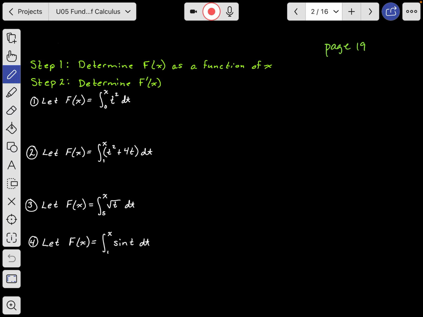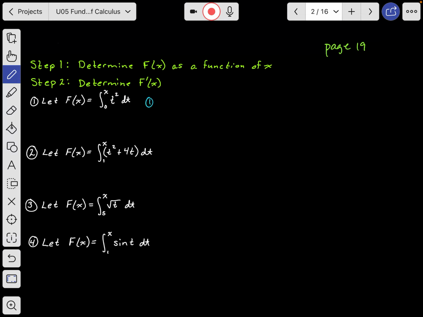Step 1 says determine capital letter F of x as a function of x. And of course, when you see that capital letter, you know you're going to be taking the antiderivative. And then in step 2, we're going to determine the derivative of the antiderivative. All right, so here's step 1.